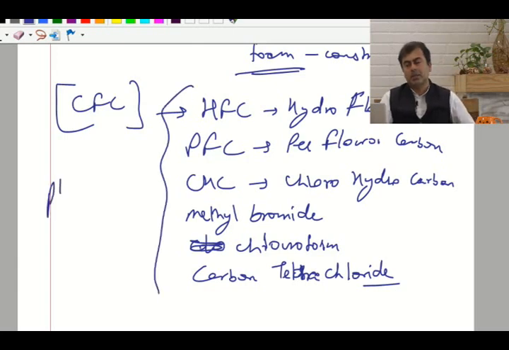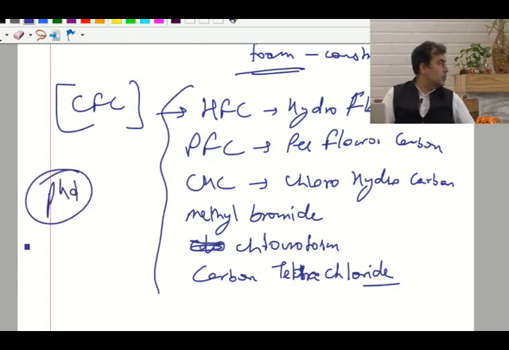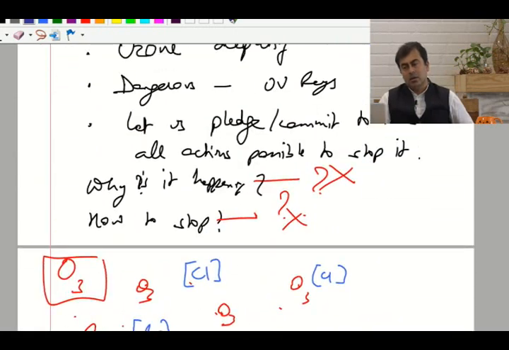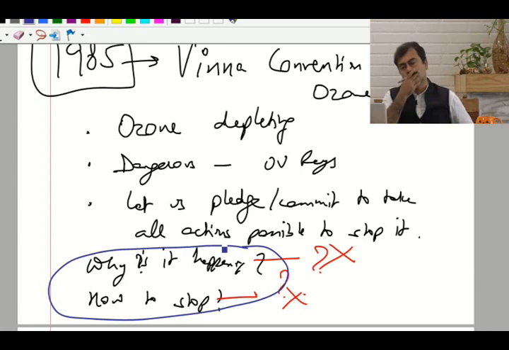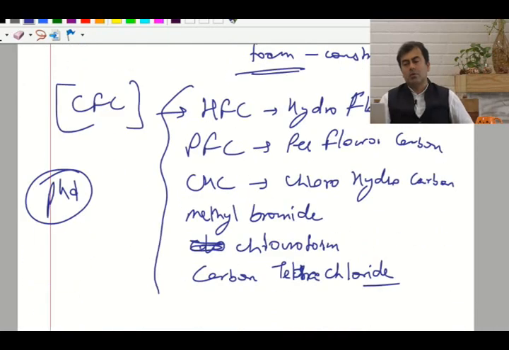Who is finding this out? PhD students. If these man-made chemicals, hydrofluorocarbon, perfluorocarbon, chlorohydrocarbons, methyl bromide, chloroform, carbon tetrachloride, are there, then this will happen. The PhD students have done their work, and what were they looking for? They wanted to know why it is happening. Now they know why it is happening. How to stop it? We don't know how to stop corona. So what have we done? We have done lockdown. So how to stop? We don't know how to stop.